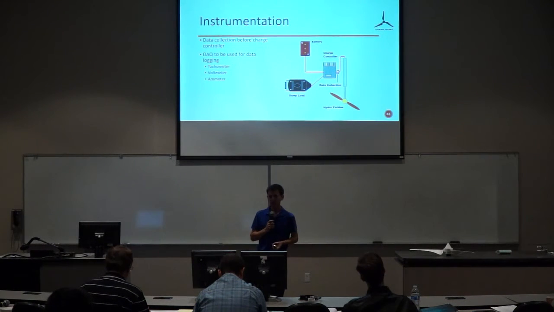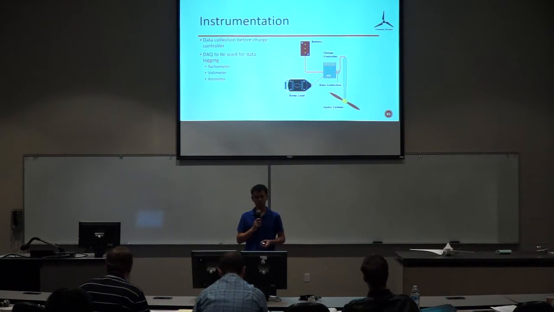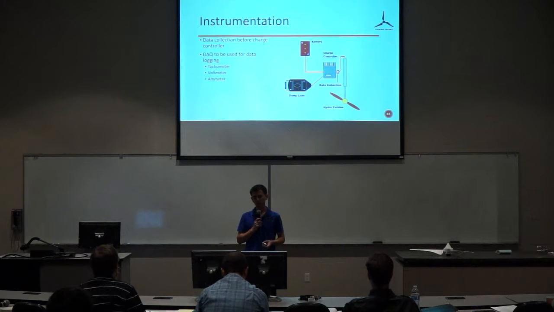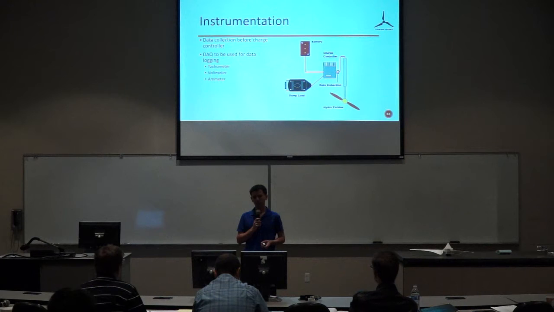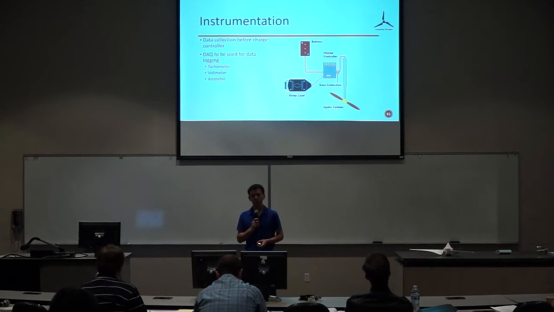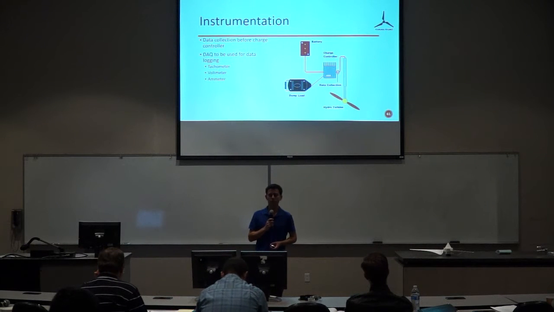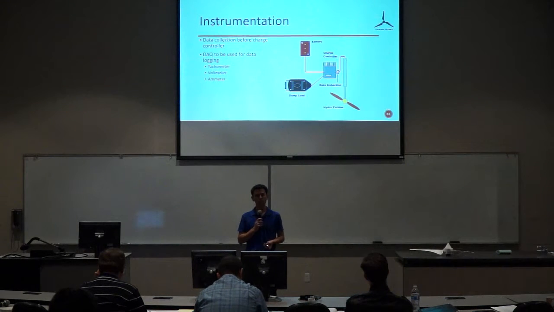For instrumentation, we will be collecting our data just before the charge controller because the charge controller does use some power and we would like the most accurate data that we can collect. We have not selected a DAC yet. We are hoping to borrow one out of one of the labs on campus. The instrumentation that we intend to use is a tachometer to monitor the speed of the generator shaft, a voltmeter to log the amount of voltage that is produced from the generator, as well as an ammeter to log the amount of current.